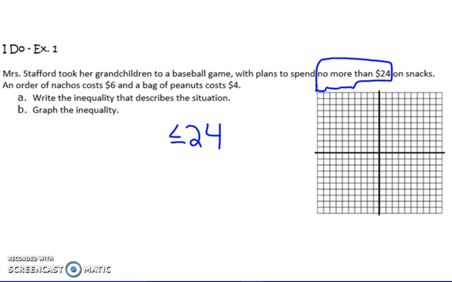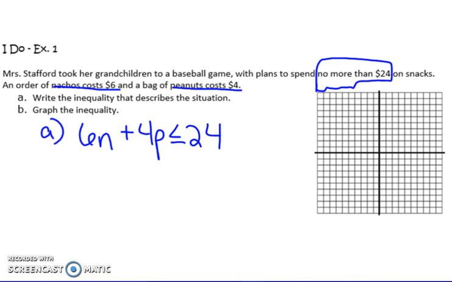An order of nachos costs $6, so I'm going to say 6n. And a bag of peanuts costs $4, so 4p. In this case, we're going to add them together. When you go to a baseball game and buy stuff, you have to add them together. So our answer for letter A is 6n plus 4p is less than or equal to 24.